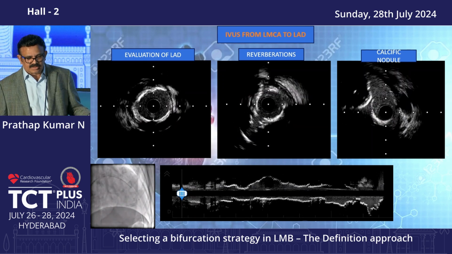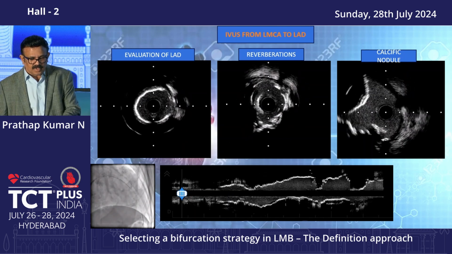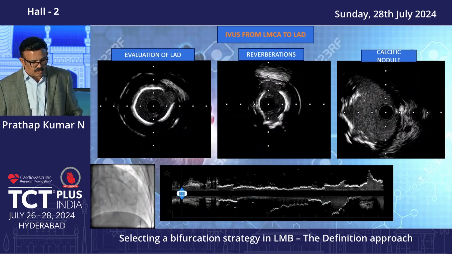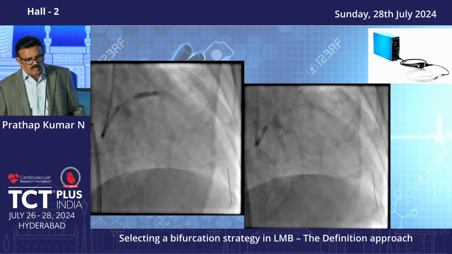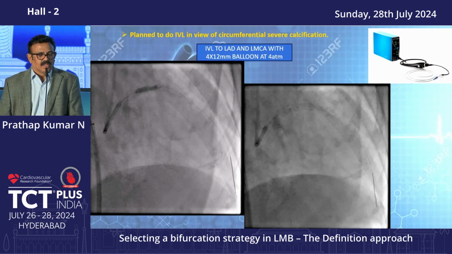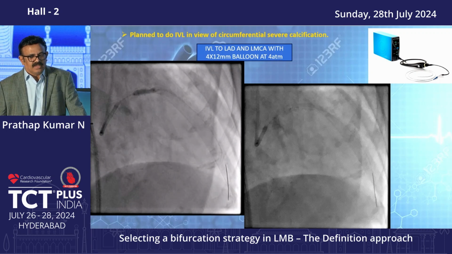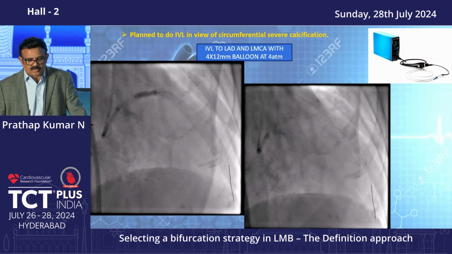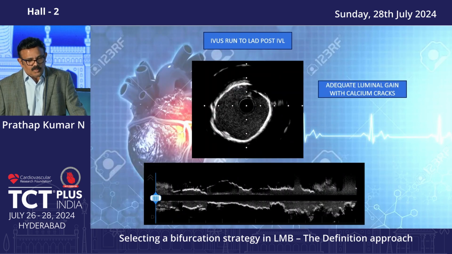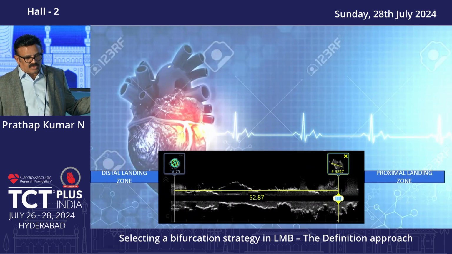Then this is the situation. You can see the nodule now. In the third frame, you can see the nodule very well. So now I took an IVL. 4 into 12 IVL at 4 atmosphere. Naturally, that is the way it is done. Adequate luminal gain after calcium break with IVL.